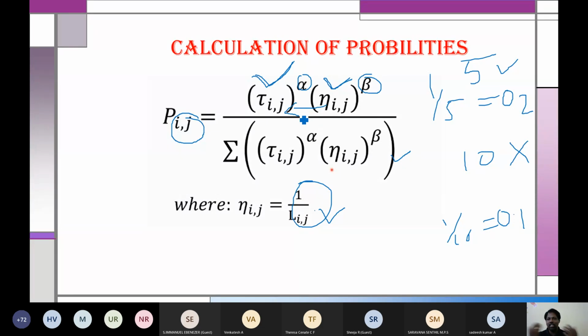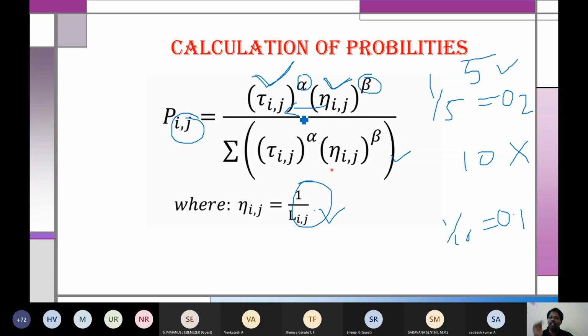The longest path will have less value in the numerator and the shortest path will have more value in the numerator. More value in the numerator means more probability to choose that path, and that path will be the shortest path. Less value in the numerator means less probability to choose that path. That is why this is added. But if you want, you can omit this also.